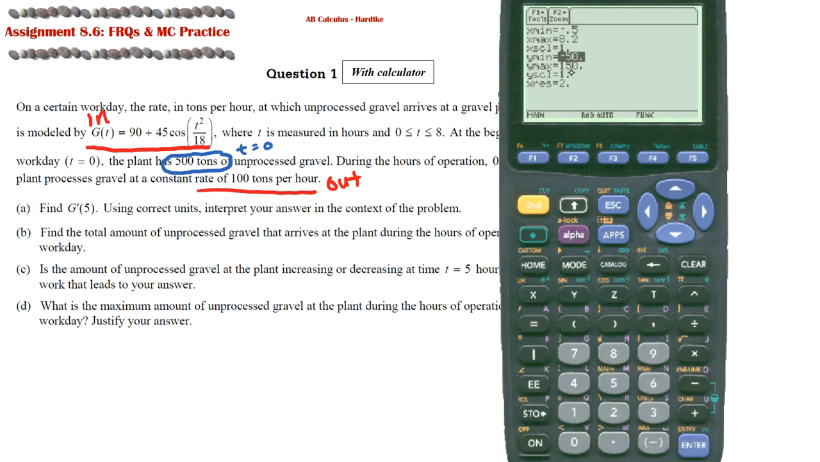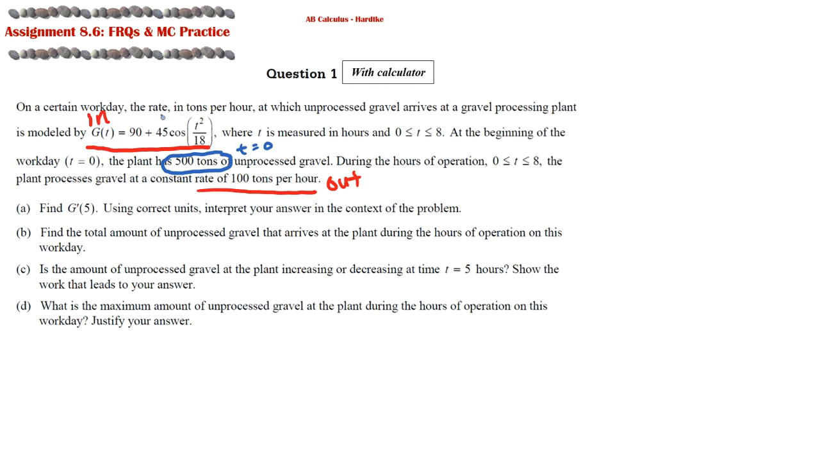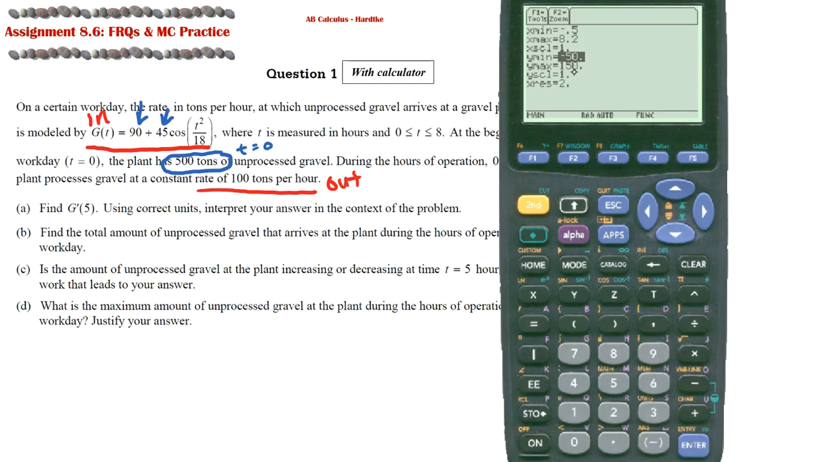But you can always come back and adjust these later. But remember, we knew our maximum value was 135, because of the amplitude plus the 90 shift. So I picked 150 as my y max. So the closer you can get to a window the first time, just saves you some adjustment. So there's our y1 function, which represents g of t. That's the rate at which gravel is arriving at the plant.